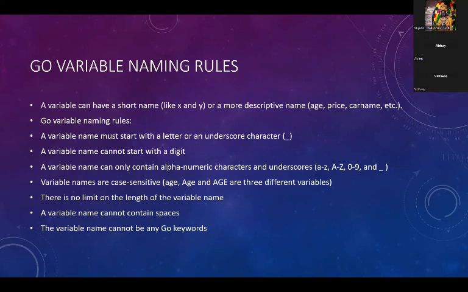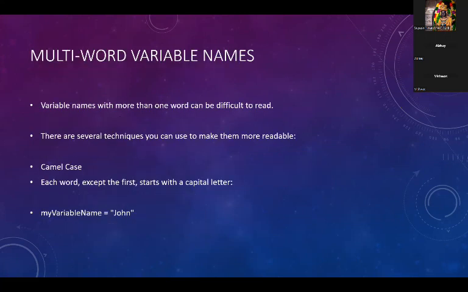The next rule is that there is no limit on the length of the variable name, and the variable name cannot contain spaces. This is one thing we need to take care of: if we want a space, we need to use an underscore for that, because spaces are not allowed in variable declaration. And the third is that a variable name cannot be any Go keyword. For example, we talked about the var keyword, so var can't be a variable name. So these are the rules that we need to take care of while working with Go variables.